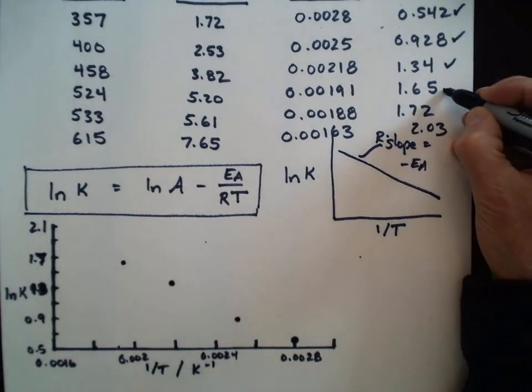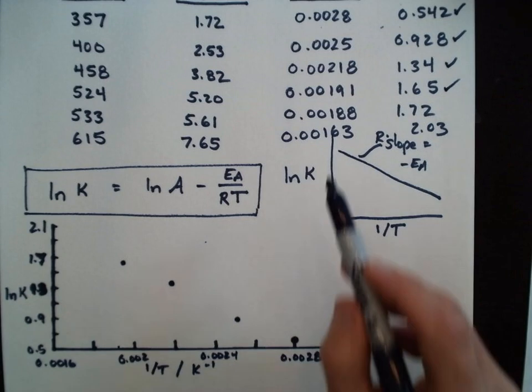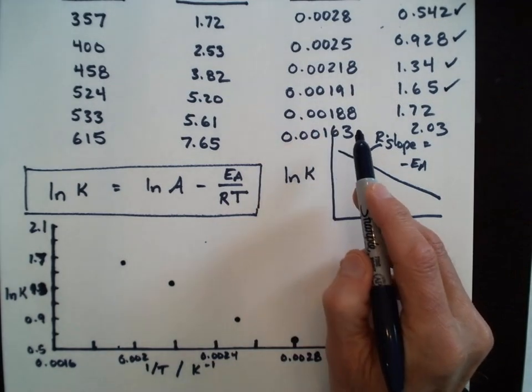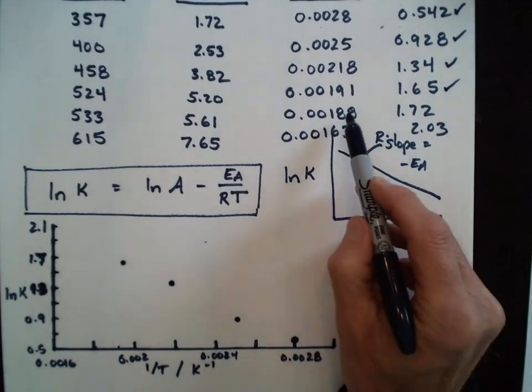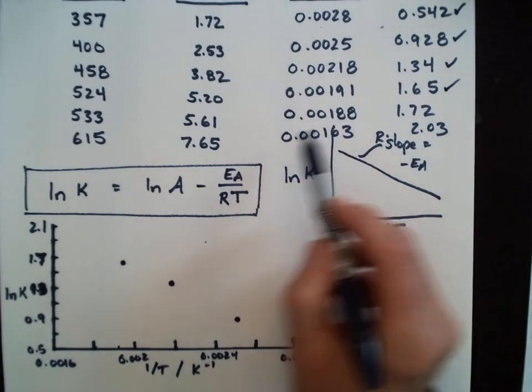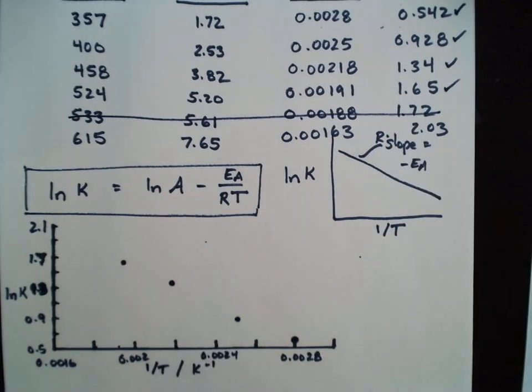All right, that one's done. And then what do we got? 0.00188. Here's 0.0018. Oh, that's really close. These points are really close. I'm just not going to worry about this one right here because this is going to be very close to that point. Let's do our last one, 0.00163, 0.018, 0.016.